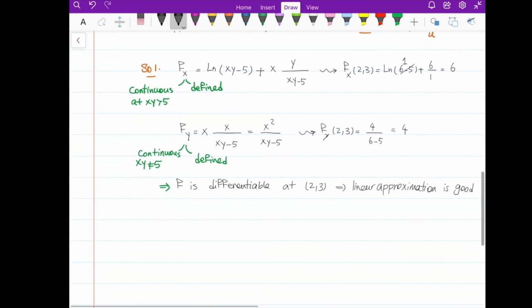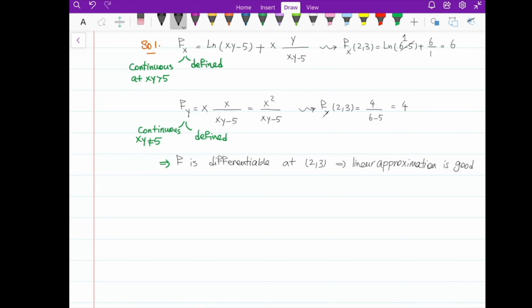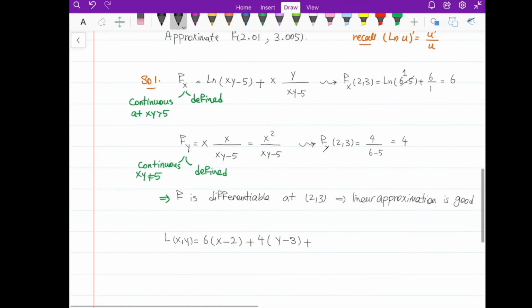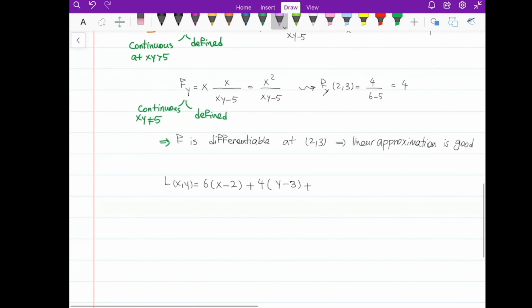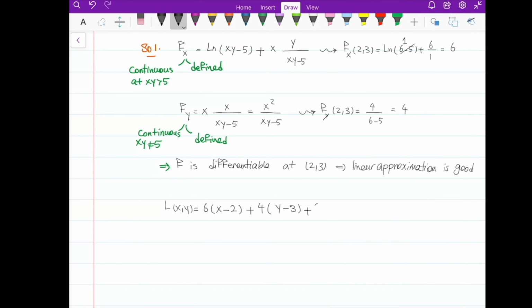Okay, now let's write the formula for the linear approximation. So L of x and y is equal to the partial derivative with respect to x at the given point, times x minus 2, plus the partial derivative with respect to y at the given point, times y minus the given point, plus the value of the function at the given point. What is f of (2, 3)? Let me plug it into here. f of (2, 3) is 1 plus 2 ln of 6 minus 5, and ln of 1 is 0. So f of (2, 3) is just 1.